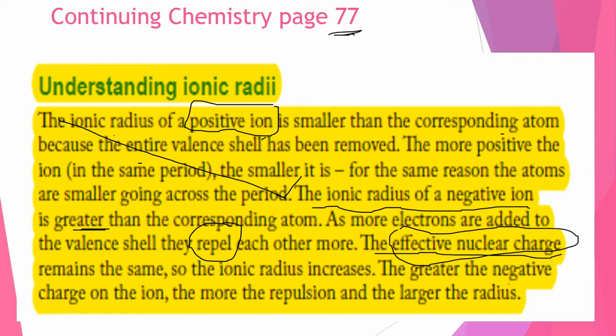So the two key ideas is when you have a negative ion, you're adding electrons, so you increase the repulsion because you're adding it into the same valence shell. The effective nuclear charge doesn't change, it is still the same. So because of the repulsion, the ionic radius increases. So we've got to take this and actually connect it to the context given to us, which is the chlorine atom and the chloride ion.